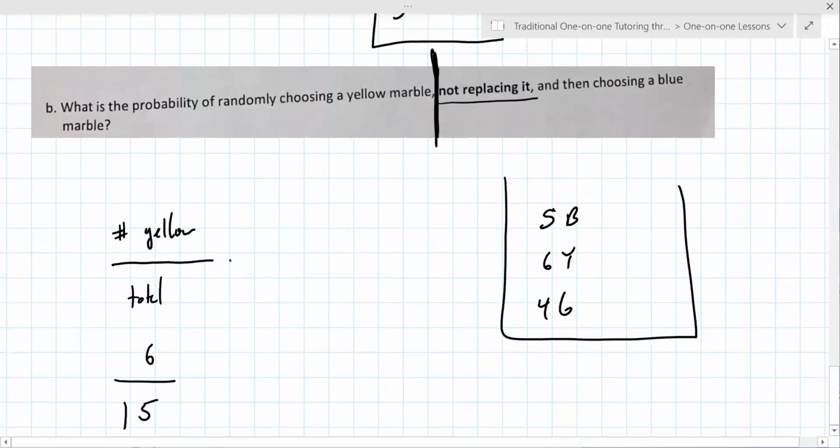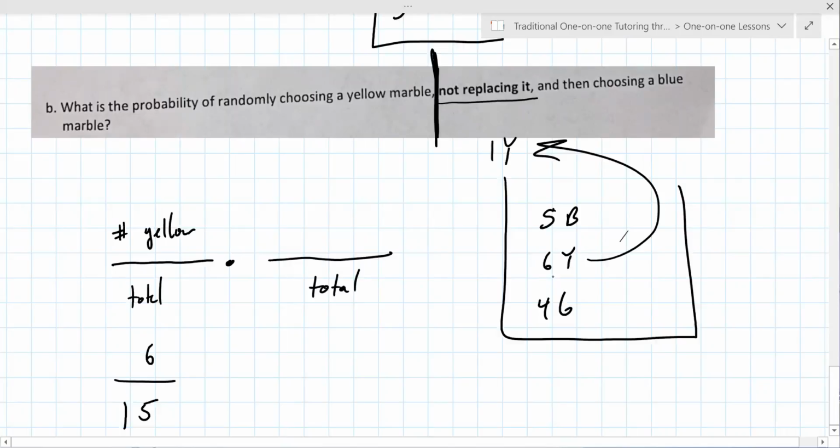Times. Now, when we don't replace it, what does the total go down to? If you take 1 yellow out, how many yellows are left over? There are 6 yellows in there now, and then you take 1 out. How many are left? 5. 5.